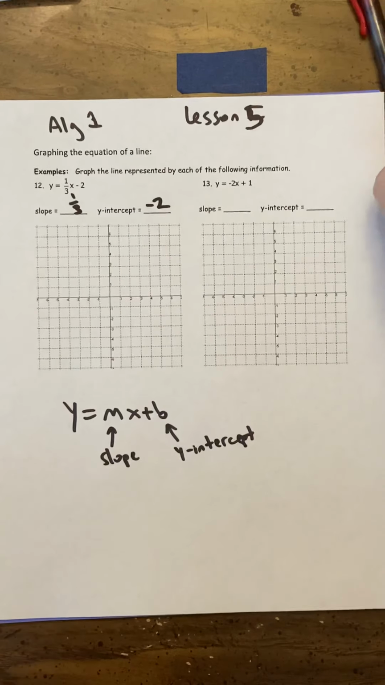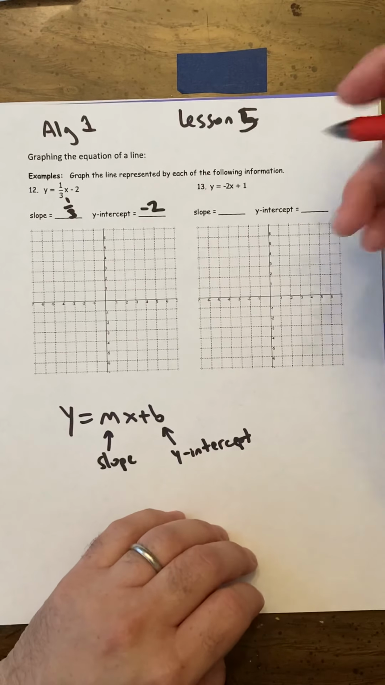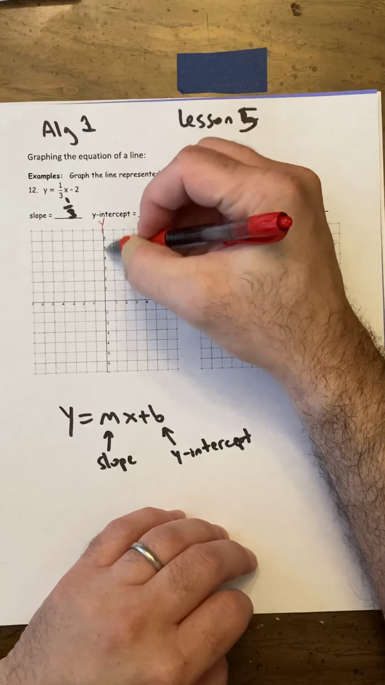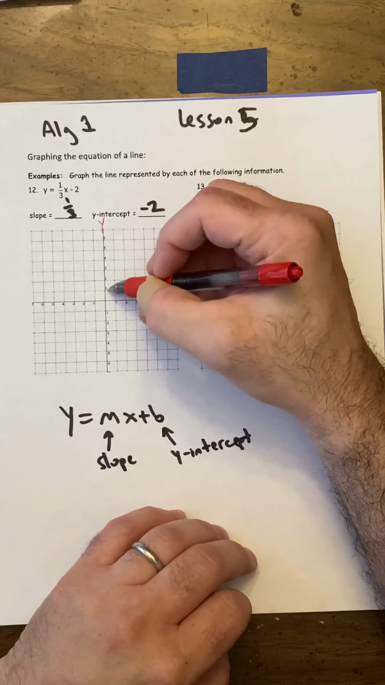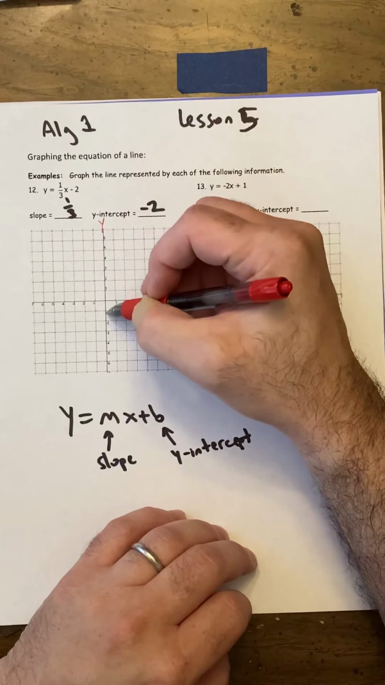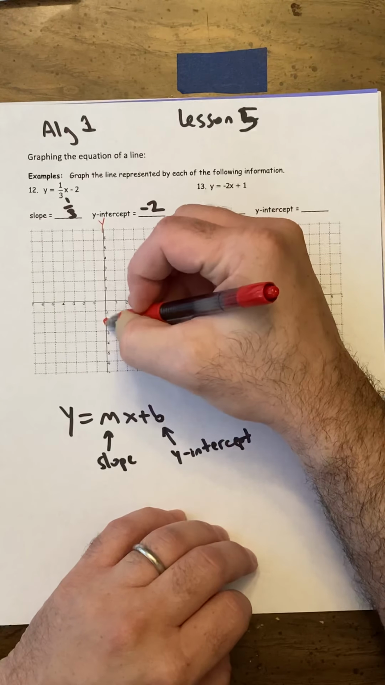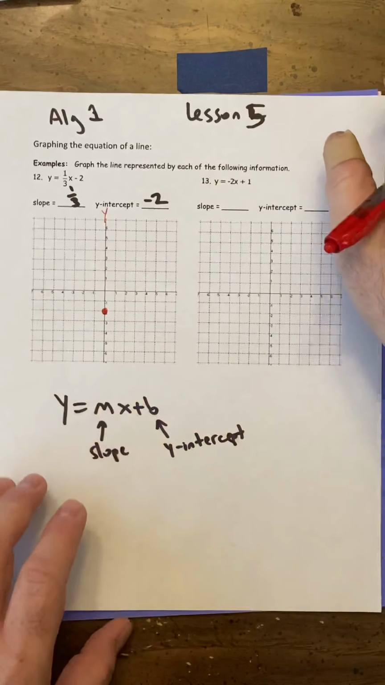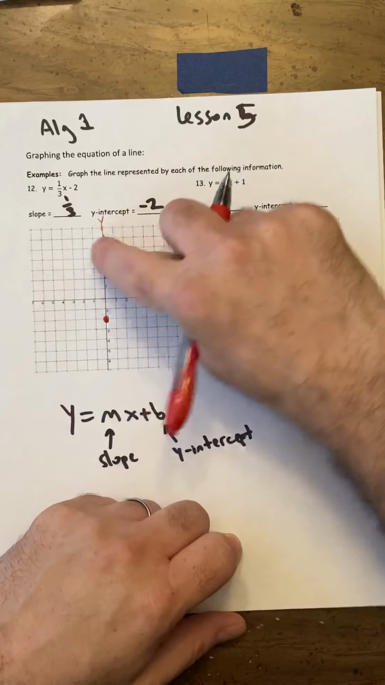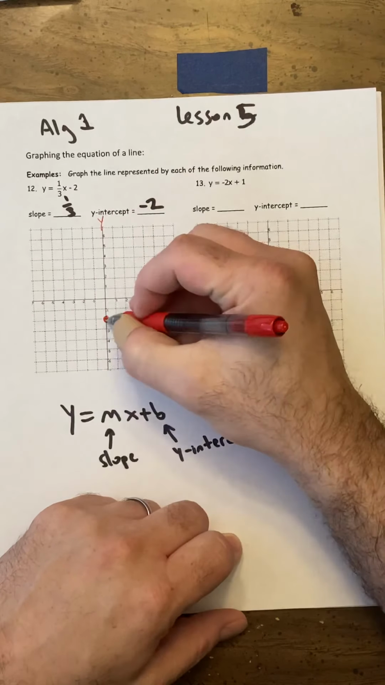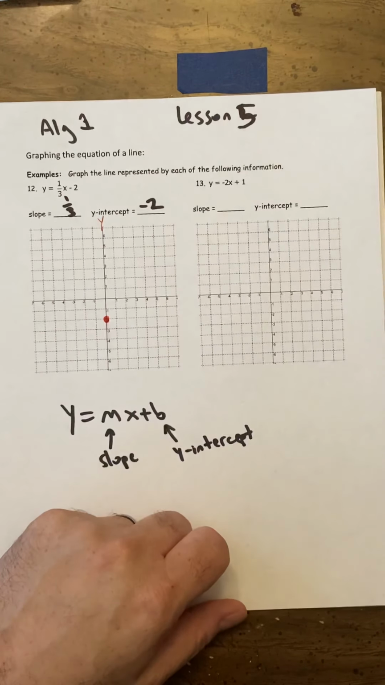Now, if we want to graph a line using this information, on the y-axis here, we're going to look for the y-intercept, -2. You'll see 1, 2, 3, 4, 5, 6, and this is -1, -2, -3, -4. So -2 is going to be right over here. That's the y-intercept. That's going to be one point on the line. So find this last number on the y-axis and make a dot there.